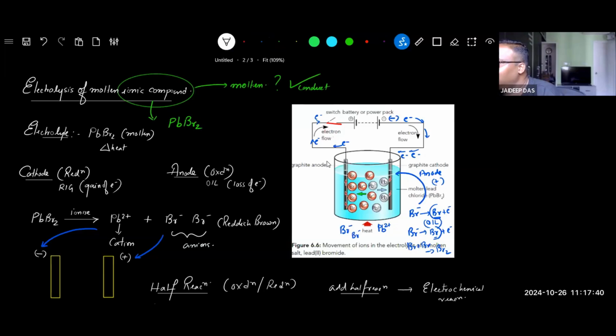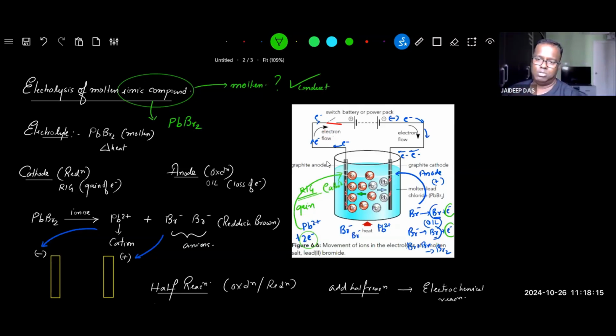Now let's see what happened at the cathode. We had a cation, Pb2 plus, lead ions. Pb2 plus gains 2 electrons. My question is, where did it get these 2 electrons? Well, one electron was released by one bromine and one by the other. It gained 2 electrons. This is gain. Reduction is gain of electrons. And where is this gain of electrons happening? At this electrode. So this must be my cathode. Ab samajh mein aaya?